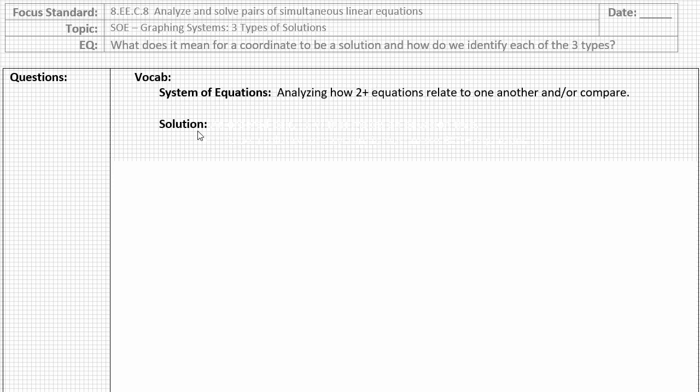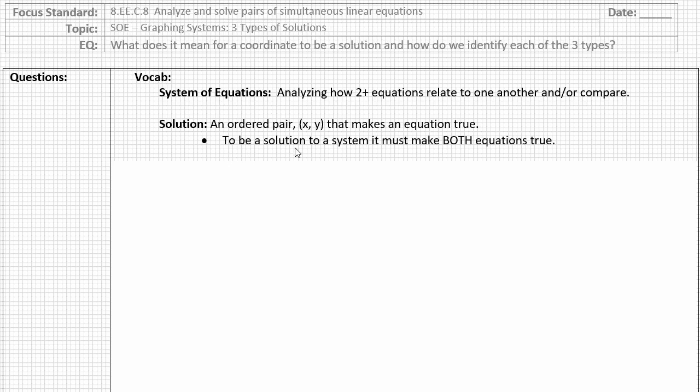So let's just think about what we mean by a solution to any equation. When we're talking about a solution, we're talking about an ordered pair, values for x and y, that make an equation true. So when we find a number for x and a number for y that we can substitute in or look at on the graph and it makes the equation true, that would be a solution to that one equation. So what do you think that means when we're talking about a system of equations?